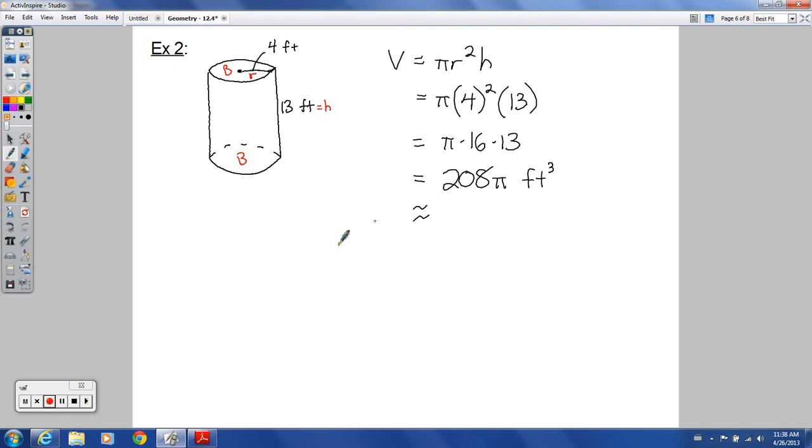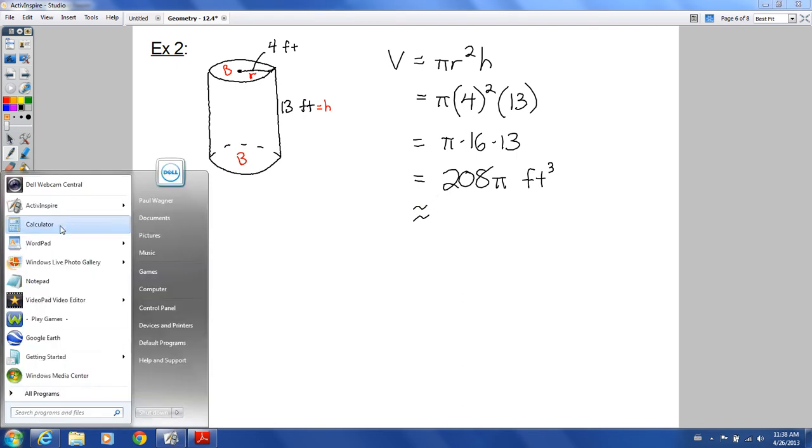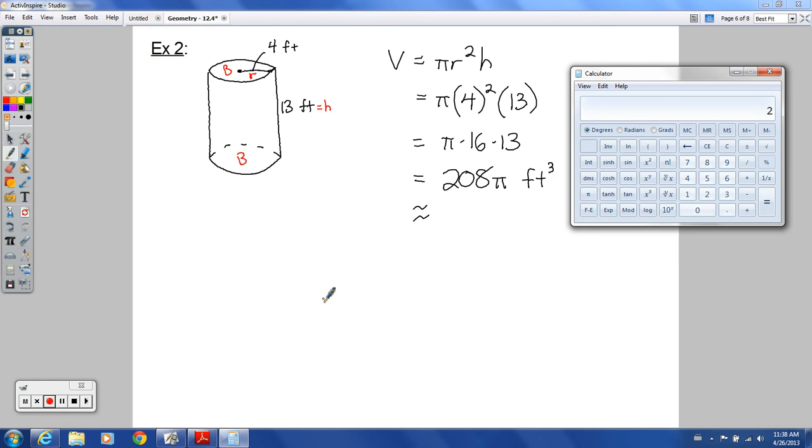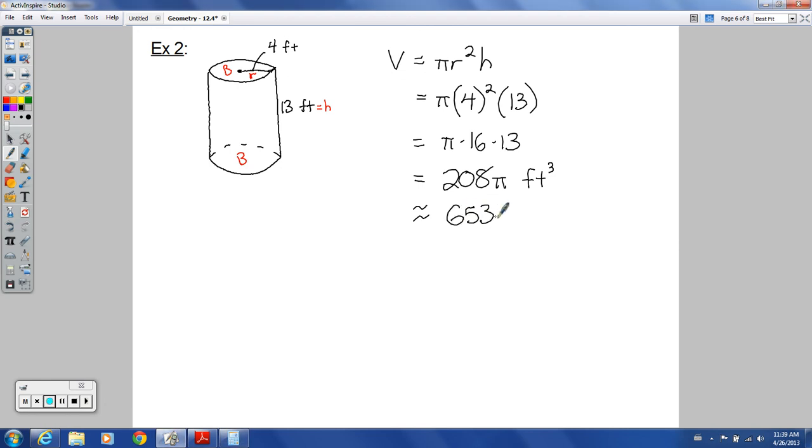If you were to round it off, though, we would take our calculator out. We would multiply 208 times pi. So we have this times pi here. Use the pi button on the calculator for the best answer. Don't use 3.14 because that won't give you as good of an answer. 3.14, did I say 3.4? I may have, I don't know.